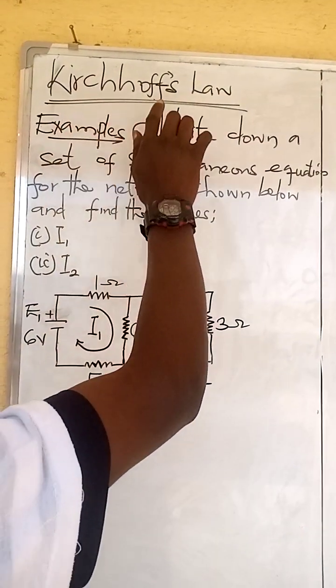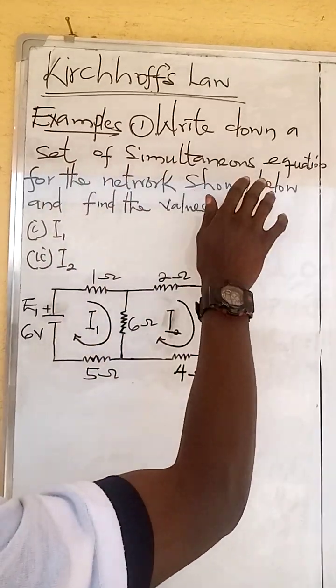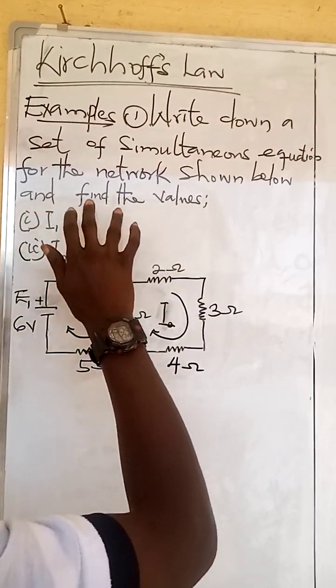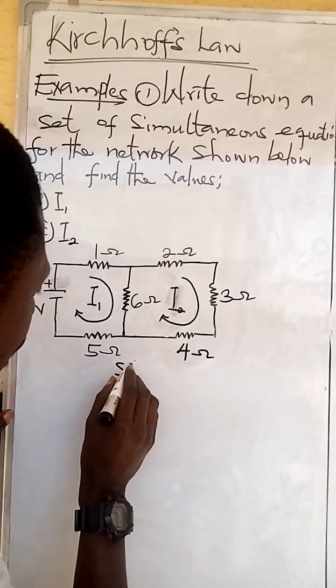Today we'll be solving a question under Kirchhoff's law. The question says that we should write down a set of simultaneous equations for the network shown below and find the values of I1 and I2. So this is the circuit. For us to solve this question, we will write down the solution.